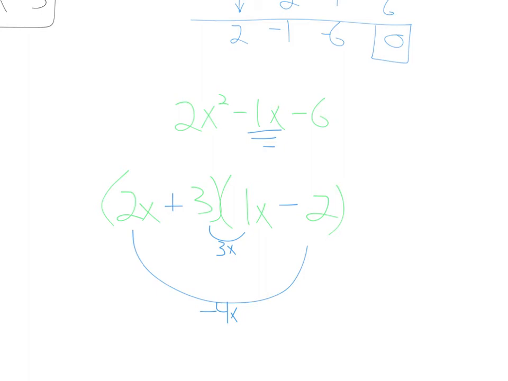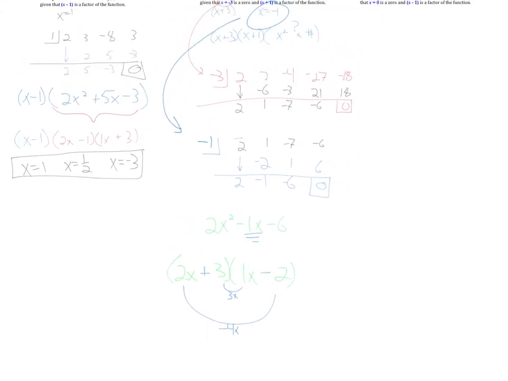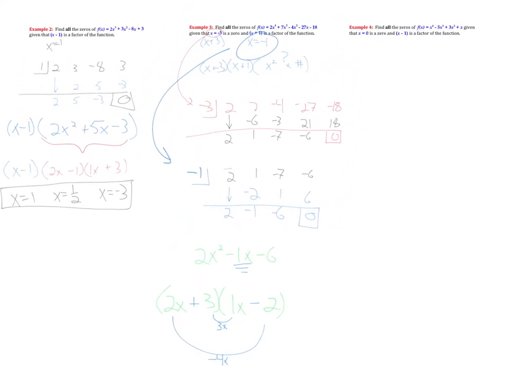So 3x minus 4x would give me that -1. All right, so now let's get our answers. So we should have 4 solutions total. They gave me 2 of them to start. So I've got -3 and -1. Those are 2 of my answers right out the gate. And I just found the other 2 factors, so I know the other 2 answers.